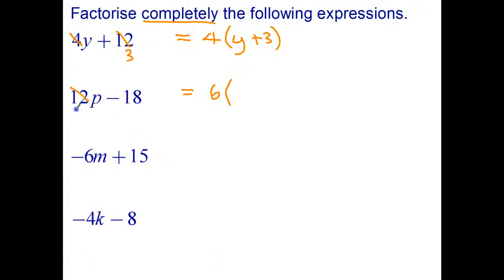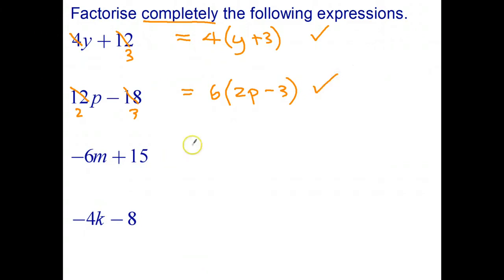Take out a factor of 6, that's a 2, and that's a 3, and what's left behind is 2p subtract 3. Let's do a quick check. In fact, I better check this one. 4 times y is 4y. 4 times 3 is 12. That checks. 6 times 2p is 12p. 6 times 3 is 18, and I've got to subtract.